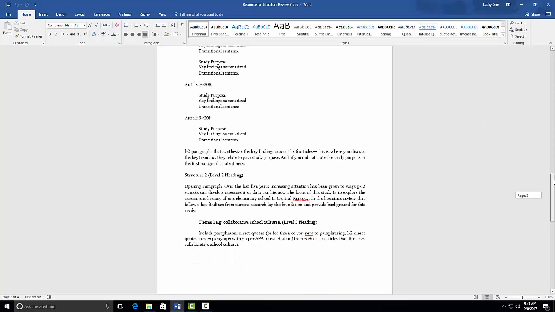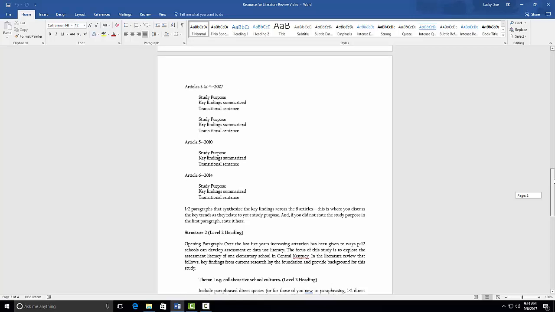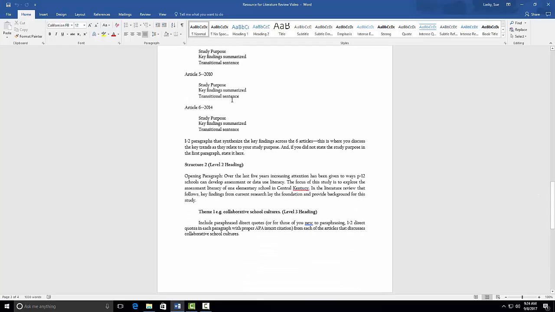So what you see here is there are 6 paragraphs, 1 for each article, with the exact same structure replicated within the paragraph. With this structure 1, because you are only including the key findings for each article in the paragraph about that article, you have not yet synthesized across the studies.